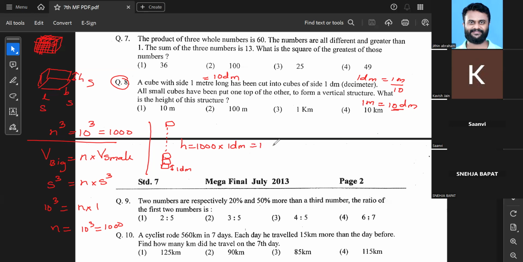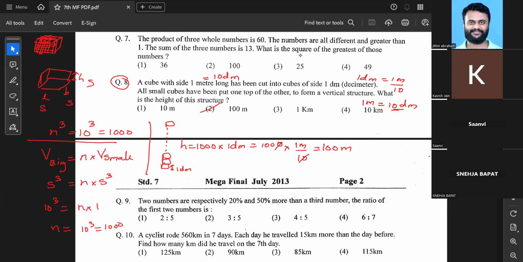That gives you 1000. Now the answer is not in decimeter, hence I'm going to convert it into meter. 1 decimeter is equal to 1 meter upon 10. So I'll write 1000 as it is over here, multiplied by, instead of 1 decimeter, 1 meter upon 10. The 0 cancels. You'll get 100 meter. So your answer is 100 meter.